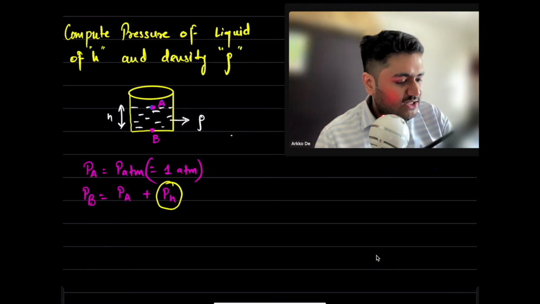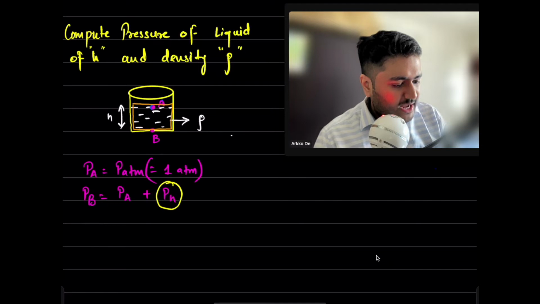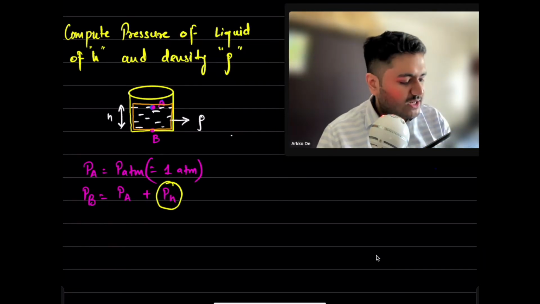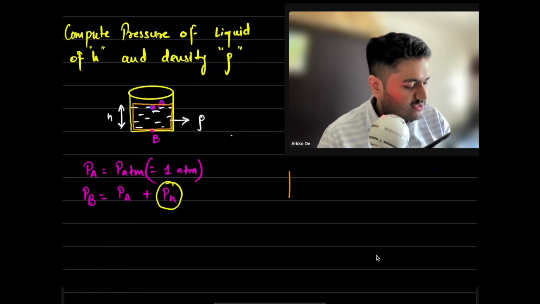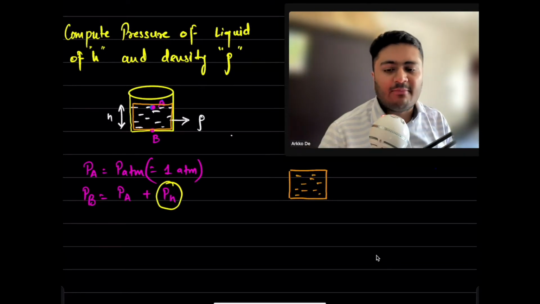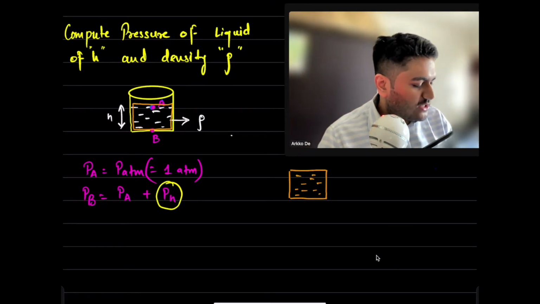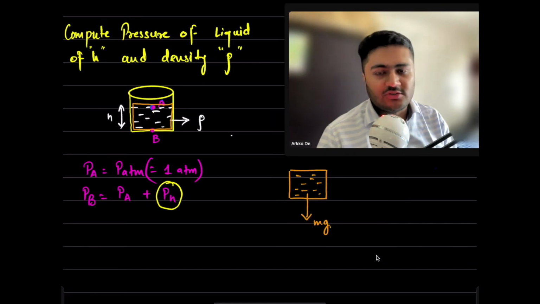I'll try to draw it rather. I've selected this particular liquid portion. I'll zoom it in like this. So this is the liquid column. Now let me draw the free body diagram of the liquid column. The force exerted by the liquid column is downwards, which is mg. This is the force.